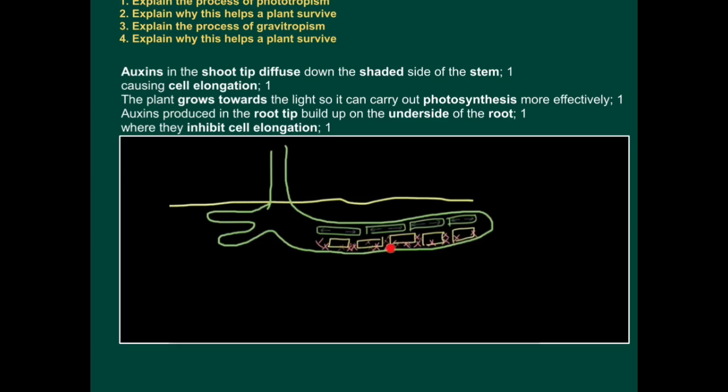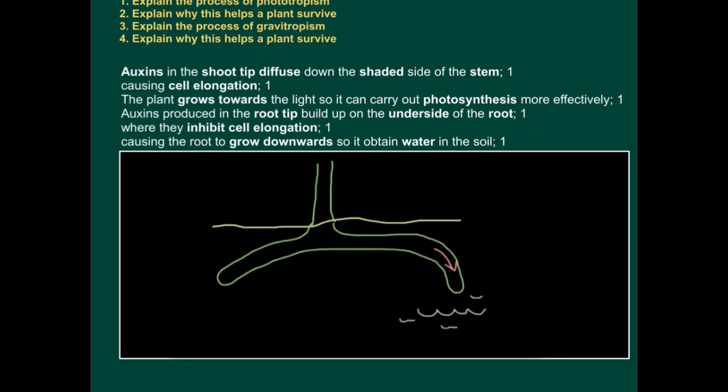So these cells are not stretching as much as the ones above, because they do not have a high concentration of auxins. It is strange because I know I said before auxins cause cell elongation, but not in high concentrations. And this causes the root to grow downwards because the underside is growing less than the side on top. So it will bend or grow downwards so it can obtain water in the soil.